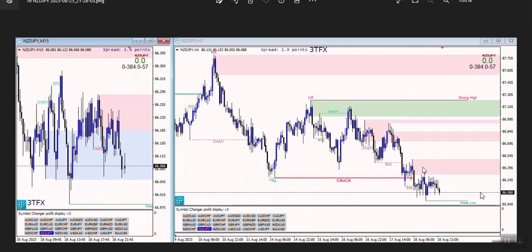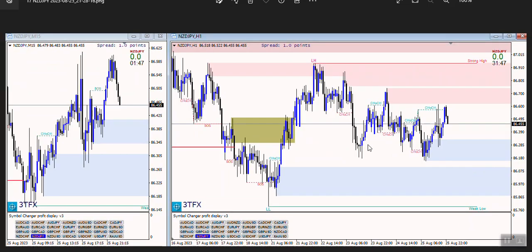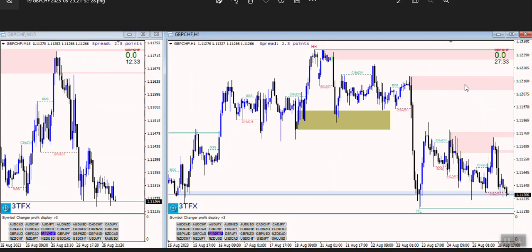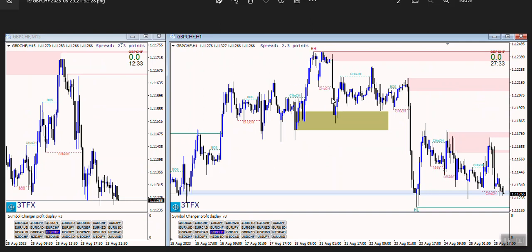Then I also look at NZD JPY, where I said if price breaks above this high, this pin, then I will look for a sell setup. Price actually came there but didn't give me a setup for a sell, but continued up, and this is what followed thereafter. Then I also look at GBP CHF. I was expecting price to come back to this order block, then I'll look for a buy setup to buy GBP CHF, and it actually respected my analysis. So you see, price came back into the order block and traded away before reversing to the downside.